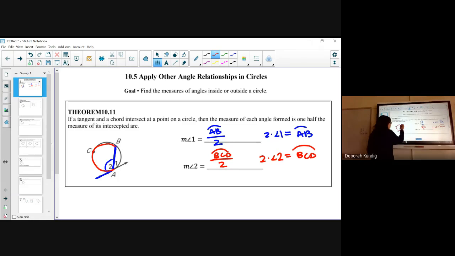So it's similar to 10.4, where it's either half as big or twice as big, but this is talking about the chord where it intercepts the tangent. This angle right here has a relationship with its arc on the circle.